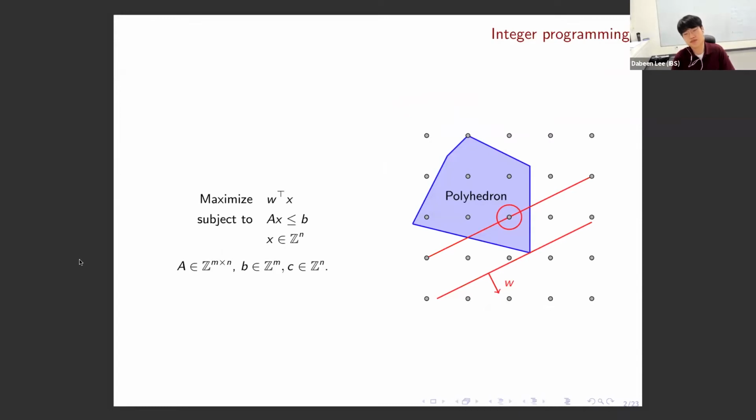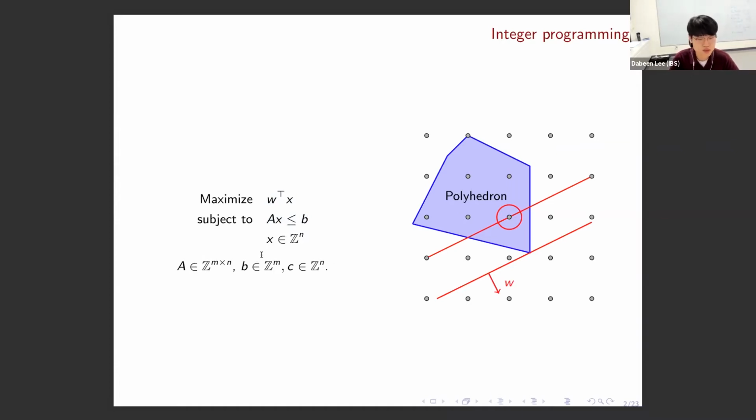I'm guessing everyone knows what it is, but let me briefly explain integer programming. I'll be focusing on the linear case, by the way. I'm given a linear function w transpose x, and my goal is to find an integer point satisfying a linear system of inequalities, maximizing this linear function. In picture, the linear inequalities correspond to a polyhedron, and I want to find a lattice point, or an integer point, inside this polyhedron that's maximizing this linear function.